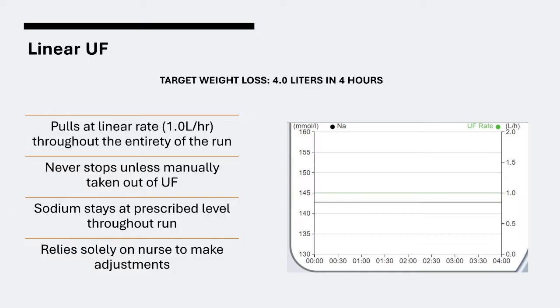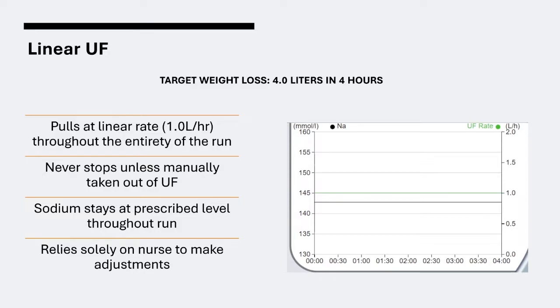So when utilizing a linear UF, it's going to pull at a linear rate. It's going to pull in this scenario 1 liter per hour throughout the entirety of the run. So 1 liter per hour over the 4-hour run is going to give us the 4 liter target that we're after. But this means the machine is never going to stop pulling fluid unless the nurse manually takes it out of UF. And if the nurse does take the machine out of UF, it will then have to pull at a higher rate upon reinitiation of UF to make up for that lost time.